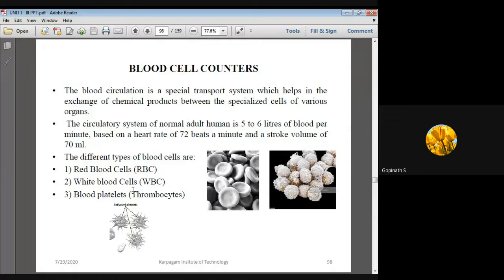So yesterday we discussed the measurement of temperature, the introduction of blood cell counters, and the measurement of the blood cell count. Okay. So, temperature measurement. There are two types of temperature.